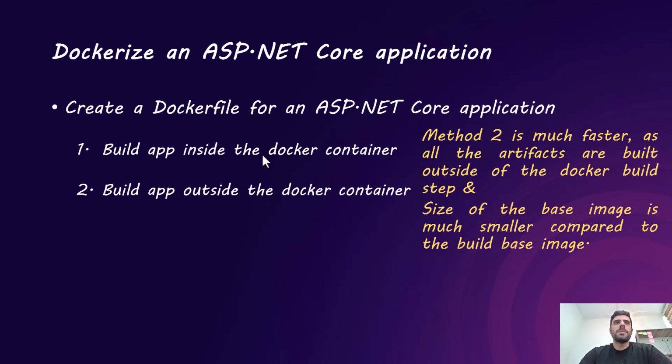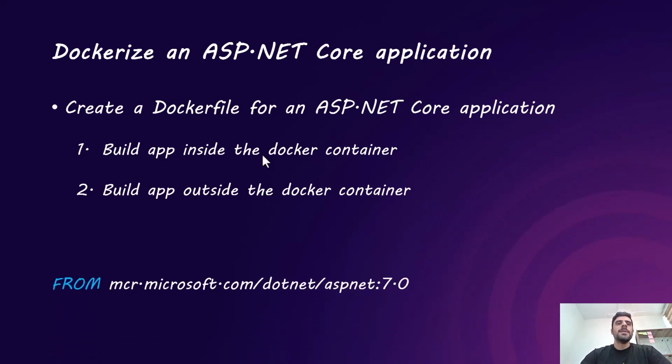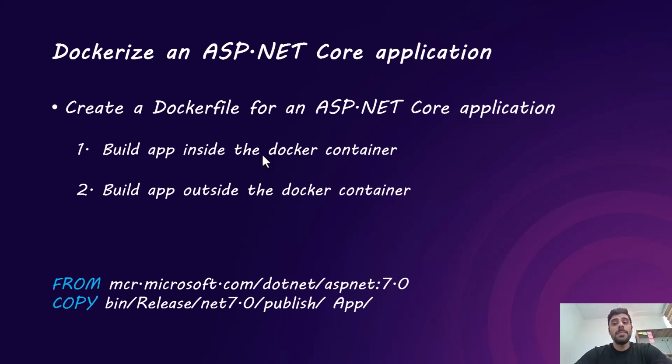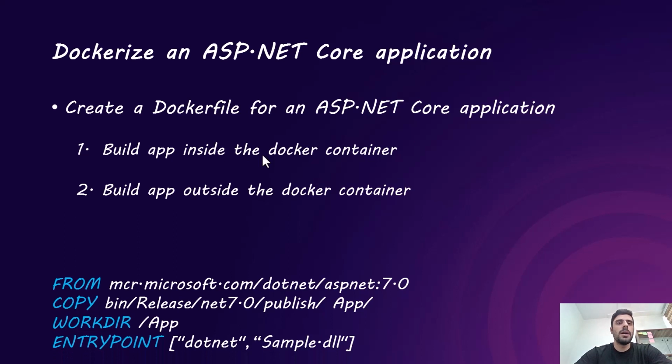If I'm going to Dockerize my application using the second method, I can easily use the FROM command in my Dockerfile. Using the FROM command, I'm going to say which image I'm going to use inside my Dockerfile, and then I'm going to say, okay, copy the output of my application, which is located at bin/release/net7.0/publish, to the app folder, and then switch to the app folder using the WORKDIR command. And finally, I'm setting the entry point, saying which file is my entry point to the application, and the application can be started from that point.